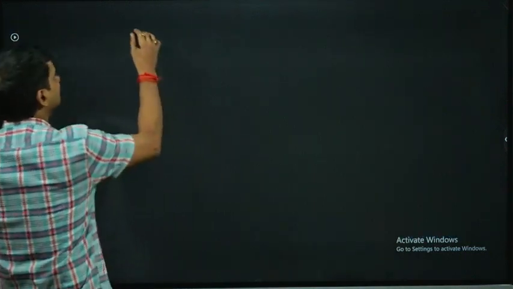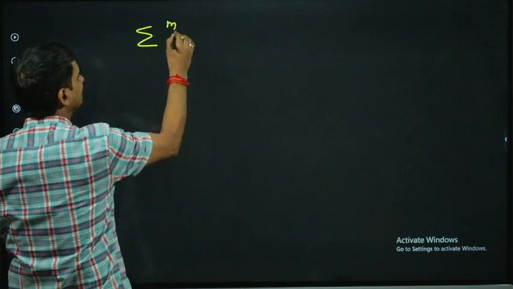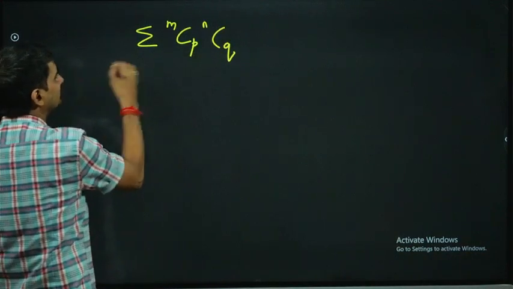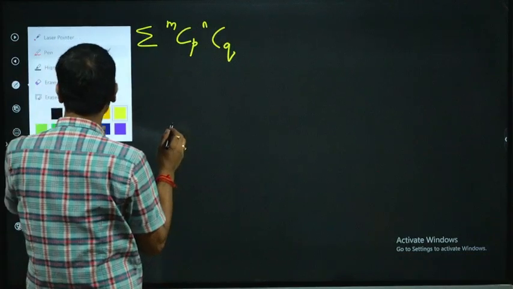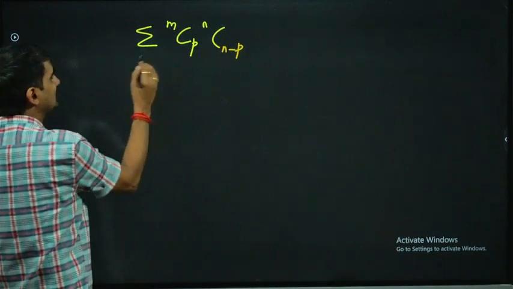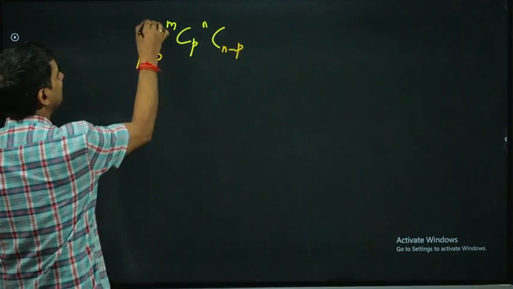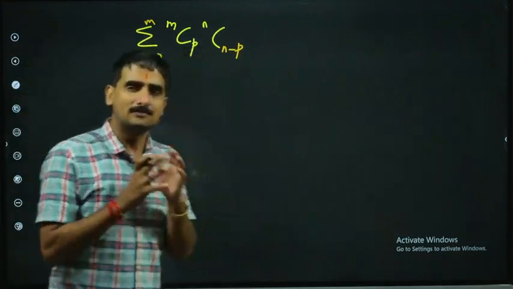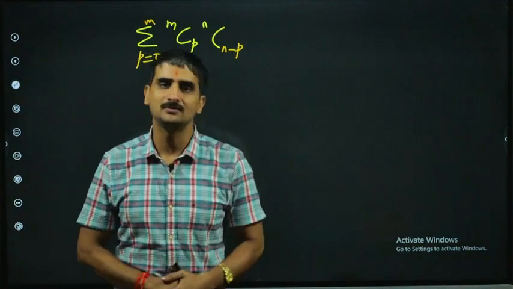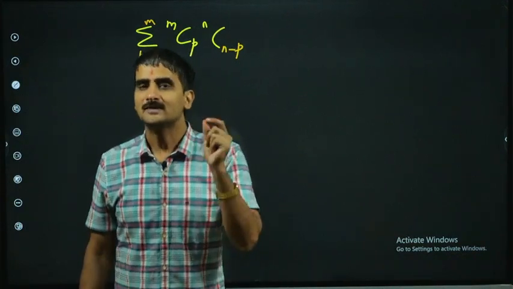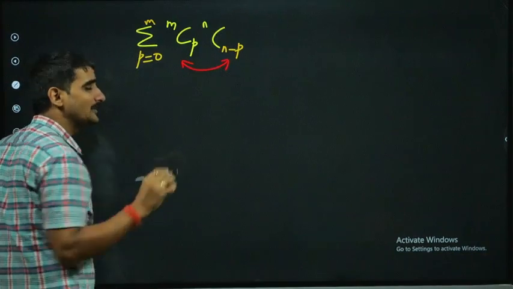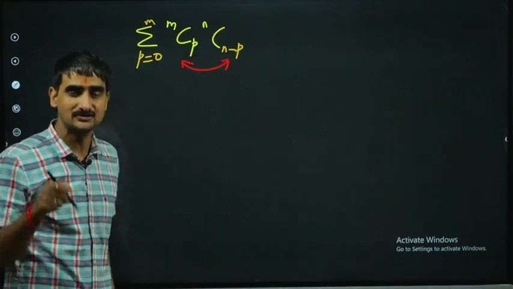See, the purpose is, first of all, we have a result and it says that summation of mCp into nC(n minus p), where p goes from maybe 0 to m, whatever the condition. The important thing here is, if you have a series of product of two binomial coefficients with two conditions. First condition is that the sum of the subscript of each term, every term of the series should be a constant, which is the case here.